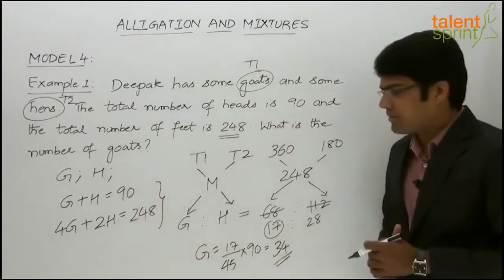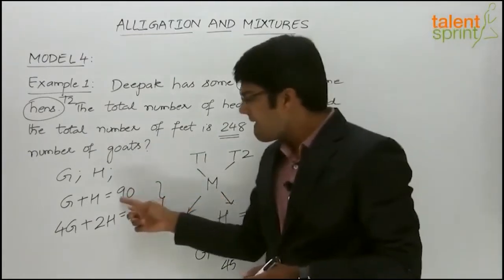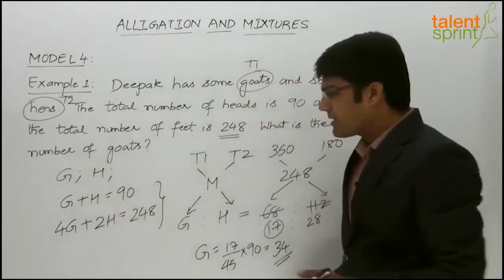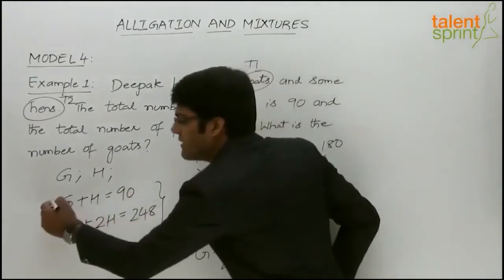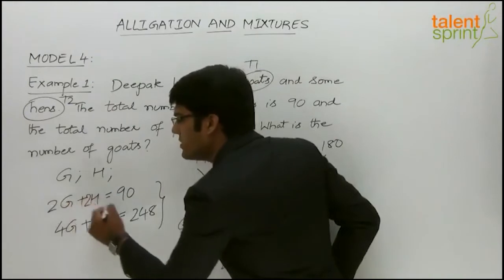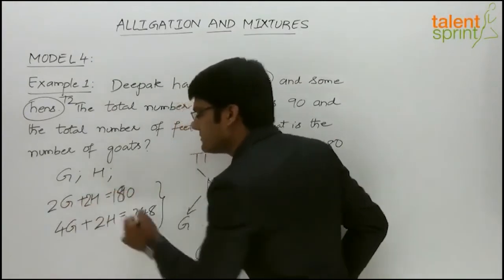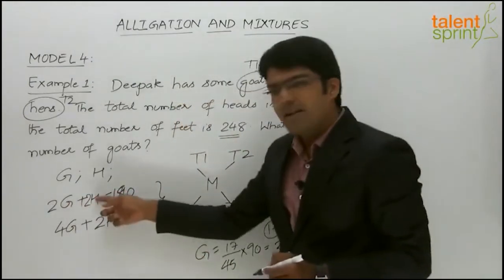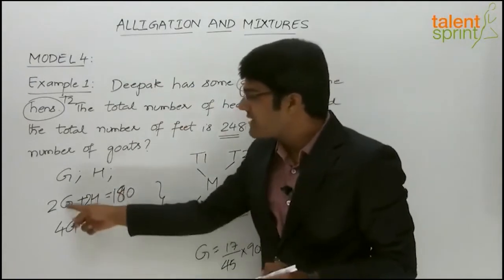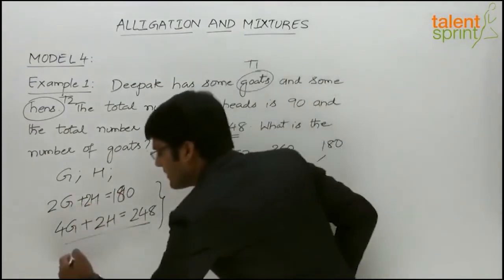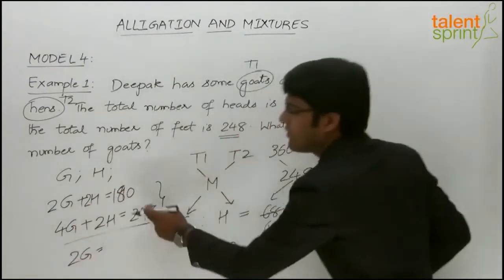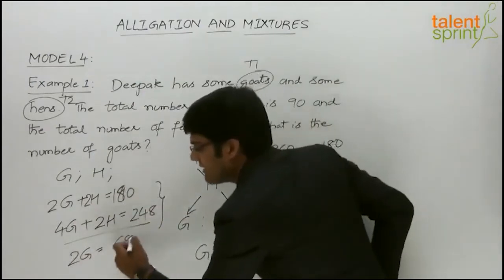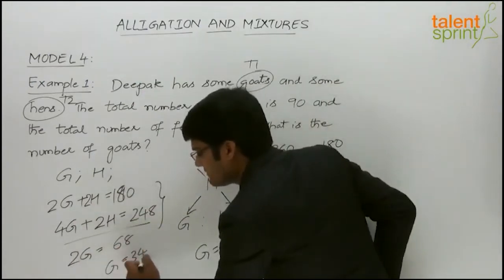G equals 34. How do you solve these 2 equations? Multiply both the equations by 2, because we have to eliminate the number of hens. So 2 into G plus 2 into H will be equal to 180. So 2H and 2H get cancelled. 4G minus 2G will be 2G. 2G is equal to 248 minus 180, 68. So G is equal to 34.